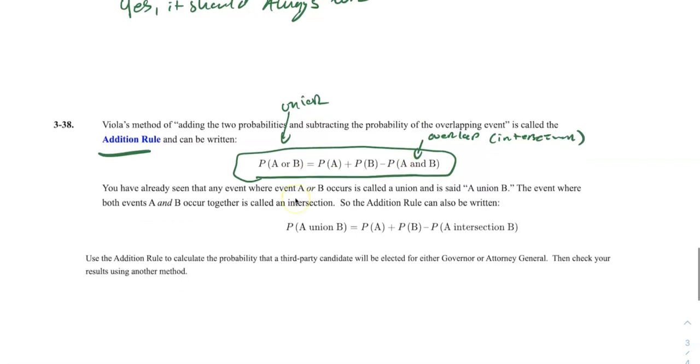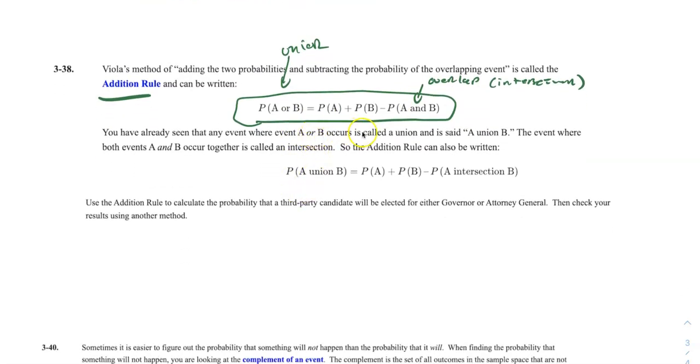You already saw that any event where A or B occurs is called a union, and it is said A union B. The event where both events A and B occur together is called an intersection. So the addition rule can also be written like this, right? In words, the probability of A union B equals the probability of A plus the probability of B minus the probability of A intersection B.